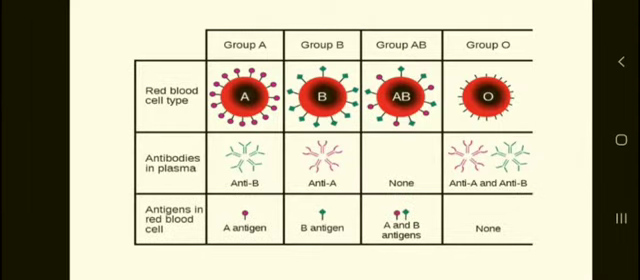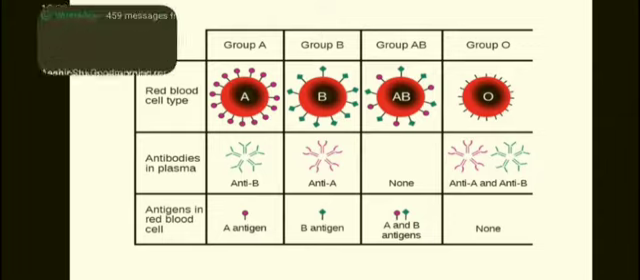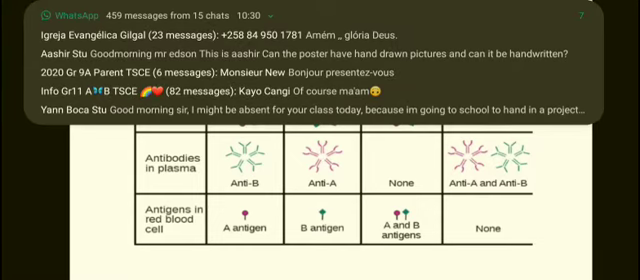This is actually grade 10, I'm just summarizing. The universal receivers, of course, are blood group AB.